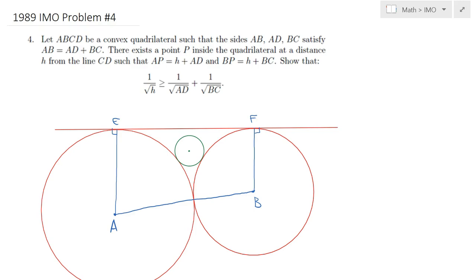Hello everybody, in this lecture we will be solving 1989 IMO problem number 4. Here is a view of this problem. A convex quadrilateral ABCD has sides AB, AD, BC which satisfy this condition here.